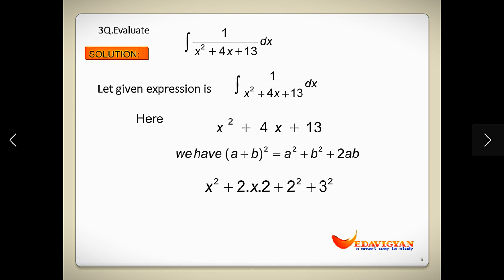Right? 4 plus 3, that is 13. That is a balanced equation. Completely, you can finalize the equation. Here, x square plus 2x2 plus 2 square can be rewritten as (x plus 2) whole square plus 3 square. Again, we have to look at the standard form.